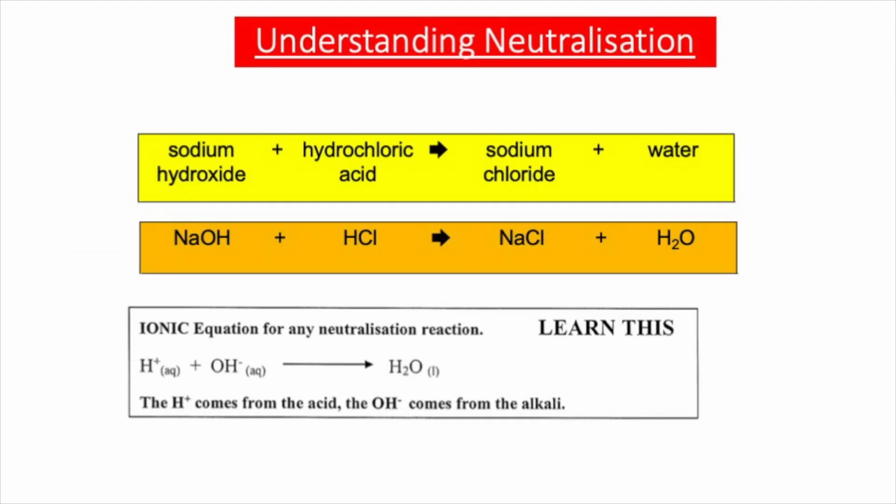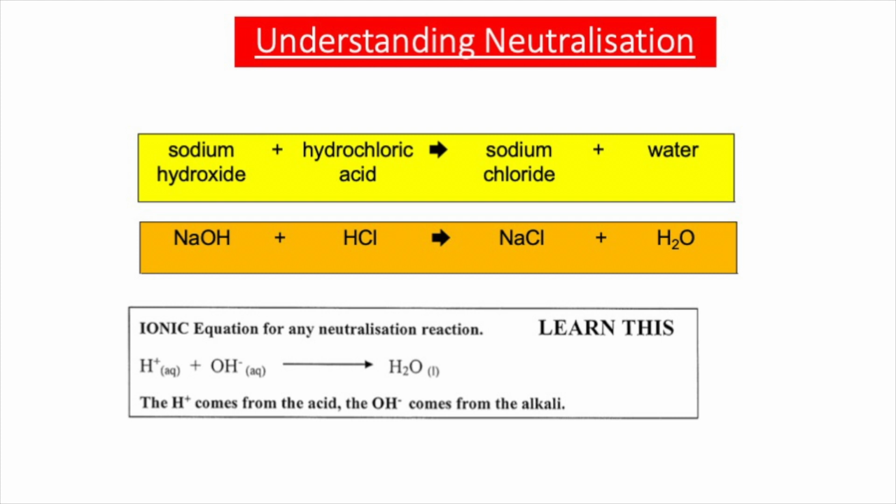To understand neutralization reactions a little better, we can use ionic equations. First of all, let's look at this word equation. We have sodium hydroxide, which is a base. It's actually a soluble base, so it's classed as an alkali, reacting with hydrochloric acid to form the salt, sodium chloride, and water. If we wrote a chemical equation here, we'd have NaOH plus HCl forming NaCl and H2O.